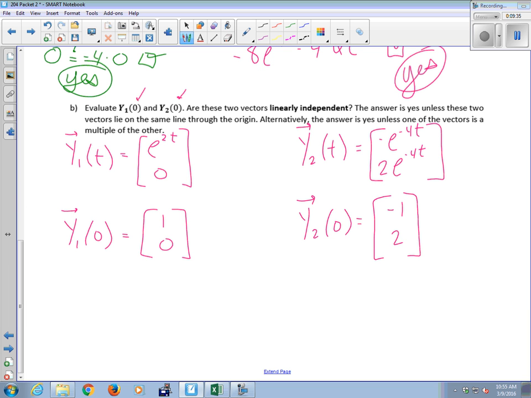Yes. So if you took linear, just as a reminder, two vectors are linearly independent if one is not a multiple of the other, right? So 1, 0 and negative 1, 2, one is not a constant multiple of the other, so they are linearly independent. So these two vectors, we call them linearly independent. Geometrically, you think of linear independence as two vectors that don't lie on the same line through the origin.